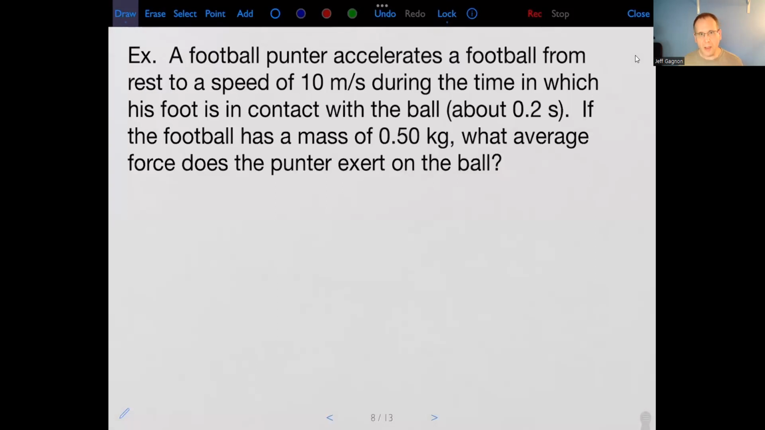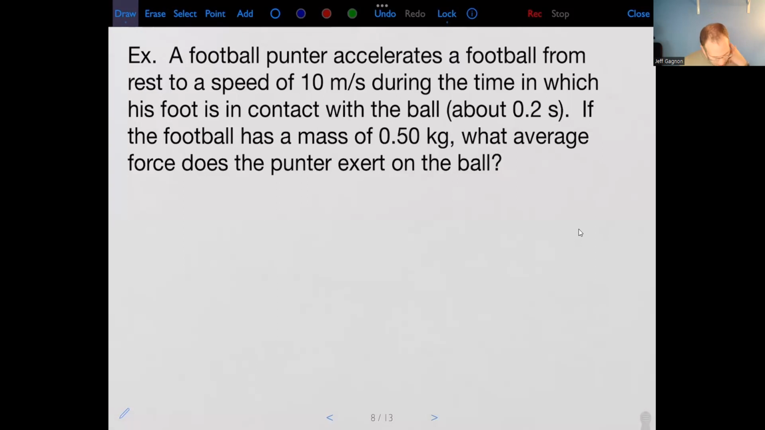You're told a football punter accelerates a football from rest to a speed of 10 meters per second during the time in which his foot is in contact with the ball, which is about 0.2 seconds, so a very short time. If the football has a mass of 0.50 kilograms, what average force does the punter exert on the ball?